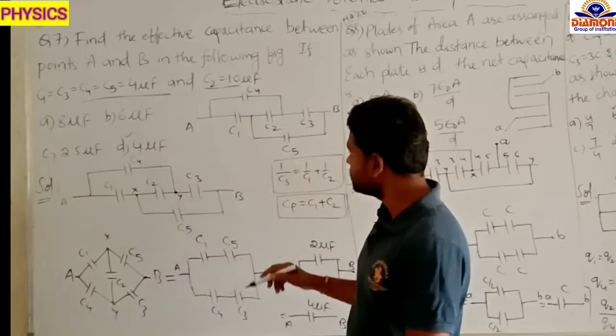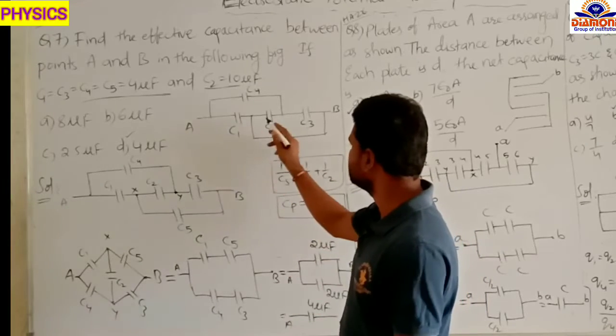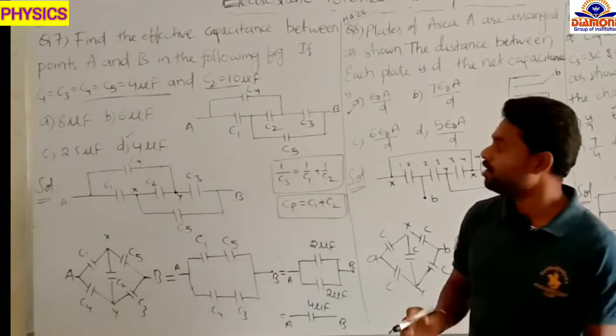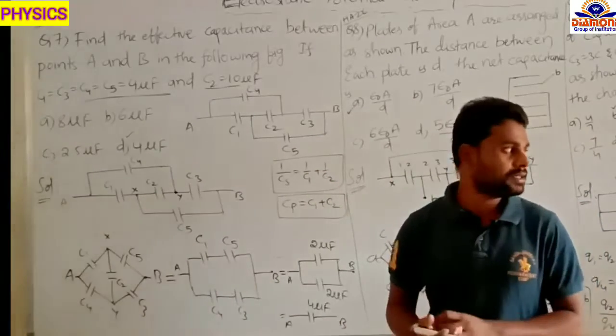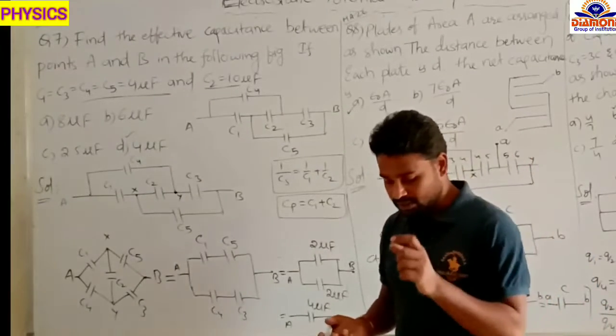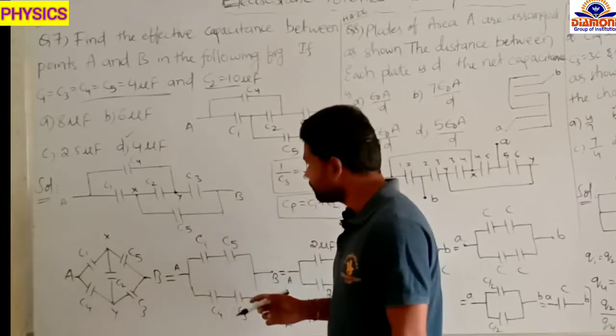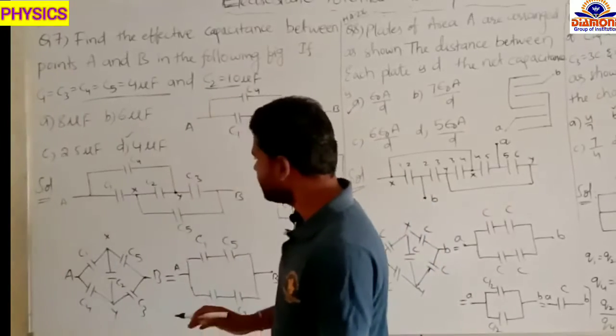How many capacitors are there? Count it: 1, 2, 3, 4, 5. Five capacitors are there. One thing you have to remember: if 5 capacitors are there, immediately the Wheatstone bridge has to strike in your brain. So next, do it that way only. Now I am redrawing the diagram here and giving the numbers.